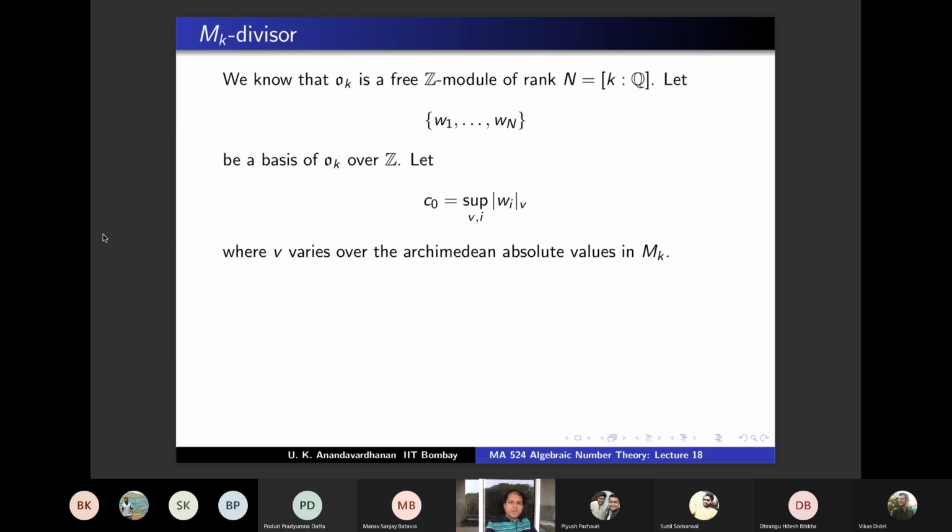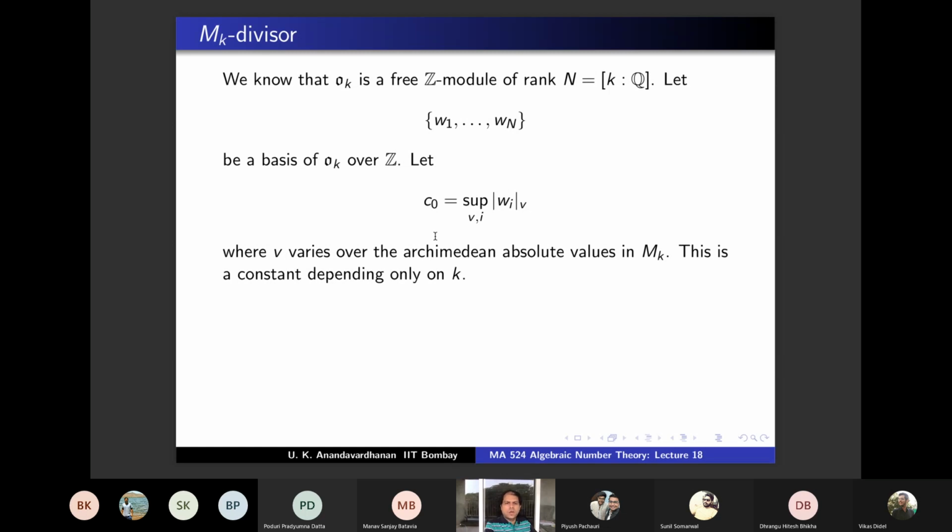So v is varying over the Archimedean absolute values and i is varying from 1 to n. You take C0 to be this. I think there is a typo. I also want to put a capital N here. Capital N times this. So I will correct it at the end. Capital N times this, that is my C0. This is a constant depending only on K, because capital N is the degree which depends only on K. And all these Archimedean absolute values depend only on K.